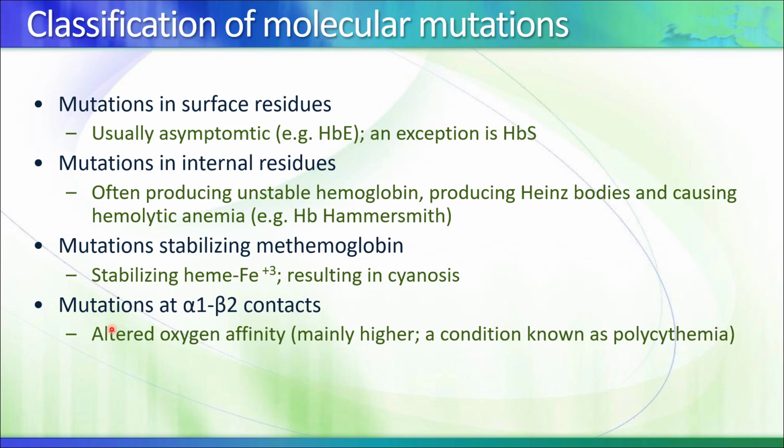Now, you also have common mutations in the alpha-1 beta-2 contacts. That would cause an alteration in the equilibrium of the T hemoglobin and R hemoglobin, and that would cause altered oxygen affinity, which is a condition known as polycythemia.